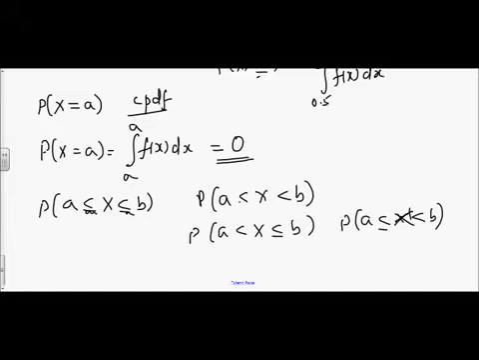So we have done all the basics about discrete random variables and continuous random variables, and next we'll be finding the mean, median, and other central tendencies for both discrete and continuous random variables and continuous distribution functions.